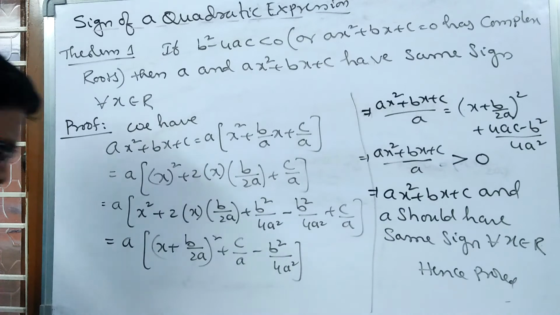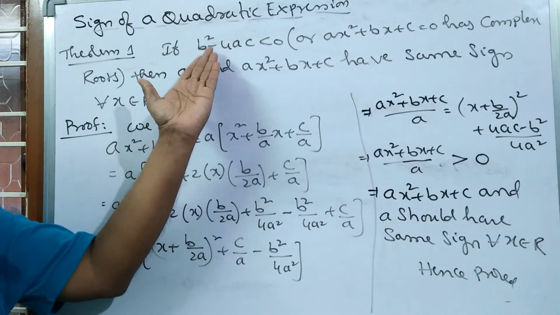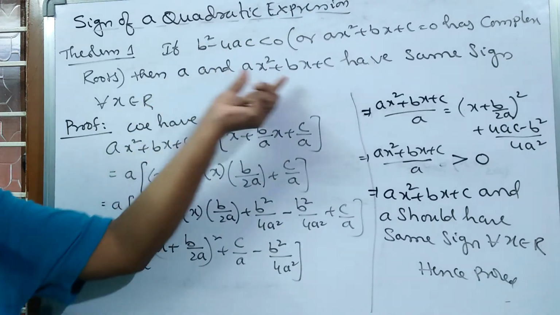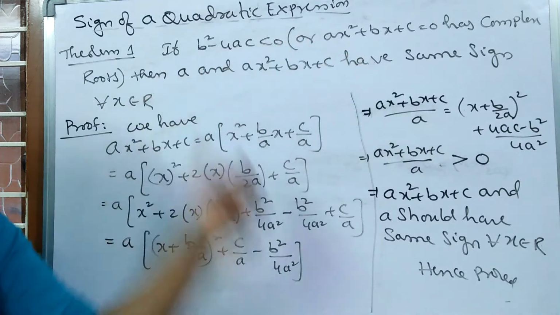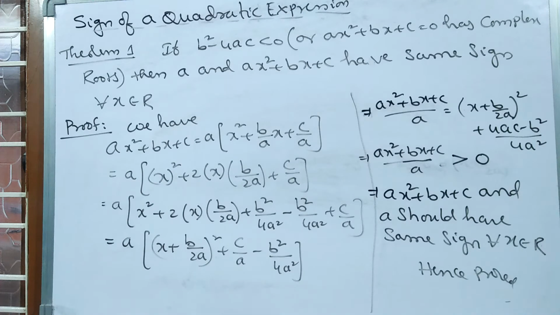It is a small theorem, but the concept is important. If delta less than 0, b square minus 4ac is less than 0, then ax square plus bx plus c and a will have same sign for all x belongs to R. No doubt.